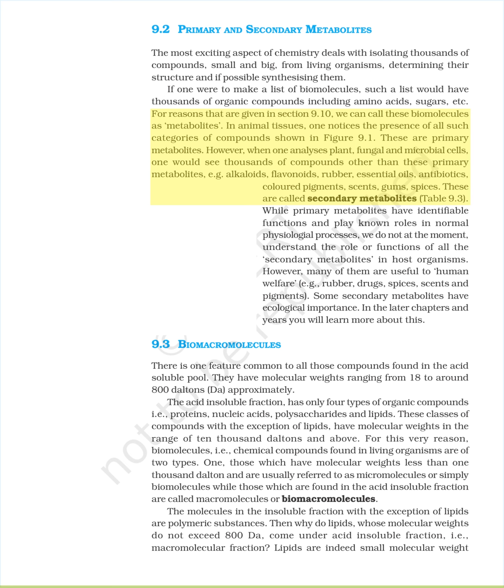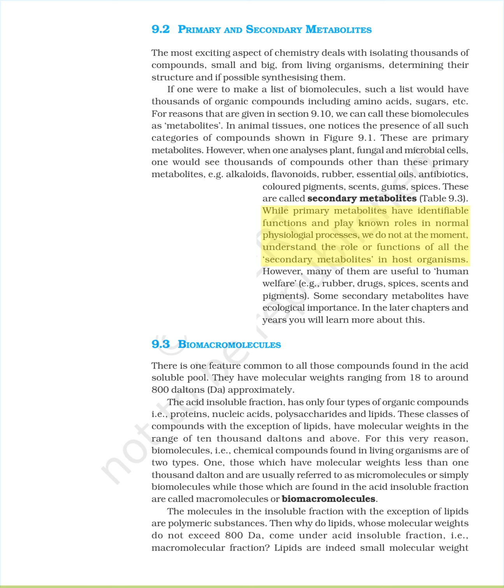These are primary metabolites. However, when one analyses plant, fungal and microbial cells, one would see thousands of compounds other than these primary metabolites, e.g., alkaloids, flavonoids, rubber, essential oils, antibiotics, colored pigments, scents, gums, spices. These are called secondary metabolites, Table 9.3.